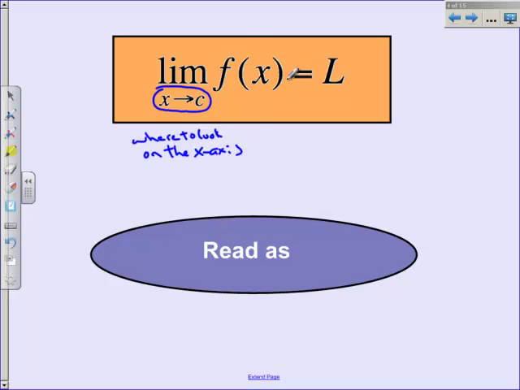And of course, f of x is just our function, and this right here is going to be the answer to our limit. So this is our answer. And this is going to come from a y-coordinate. We're going to be looking and seeing if the graph is heading towards a y-coordinate. So let me tell you how to read this. This is read as the limit as x approaches c of f of x equals L. Let's say that again. The limit as x approaches c of f of x equals L.